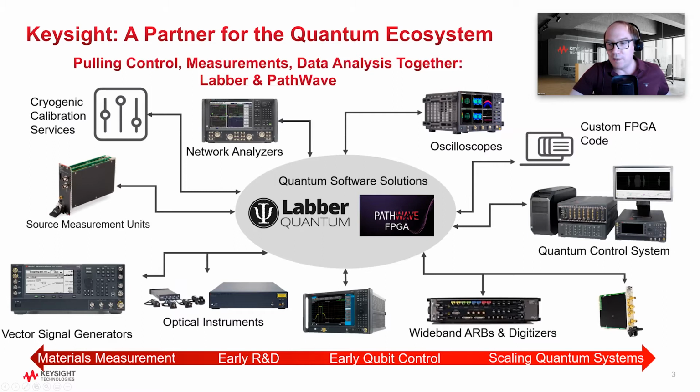When you think about Keysight, you might think about test and measurement equipment for various applications. Within quantum, we noticed that there's a big gap between the actual instruments that you use and the end applications that you have. This is exactly what the software suite of Labber and PathWave FPGA are about in the middle here. The idea is to enable small scale experiments all the way up to large scale quantum systems, and to do that in a way that's easy for the end user.